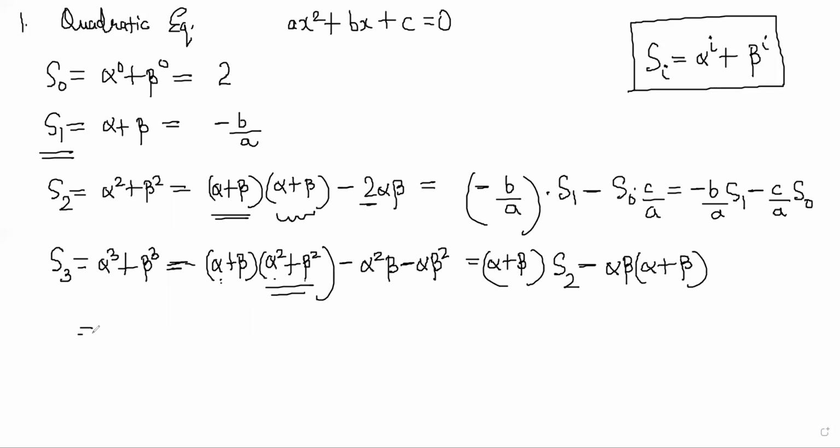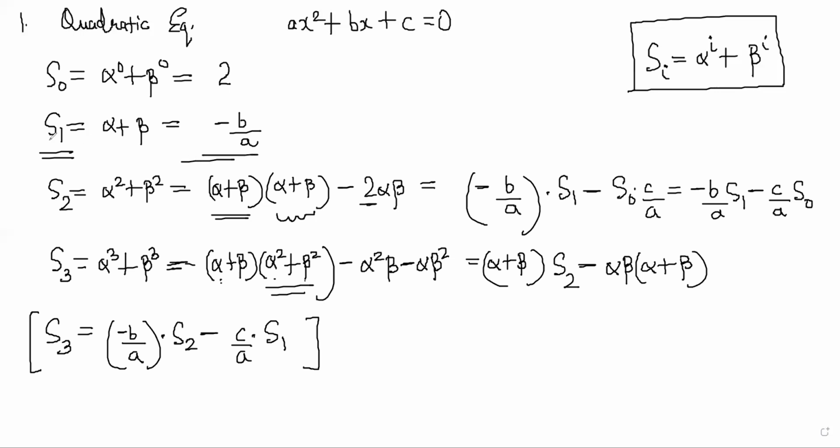So now I can write this as S3 is equal to alpha plus beta, which is minus b by a, multiplied by S2, minus c by a, and alpha plus beta is my S1, right? So you're beginning to see a pattern here, right? So S1 was this, we know that already. S2 was minus b by a S1 minus c by a S0. S3 was minus b by a S2 minus c by a S1, right?